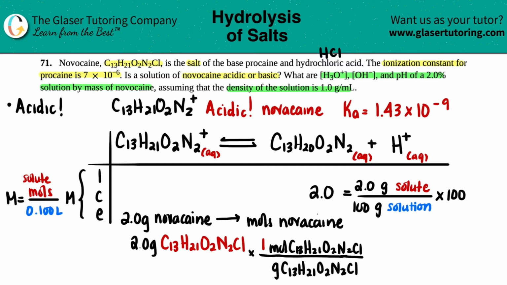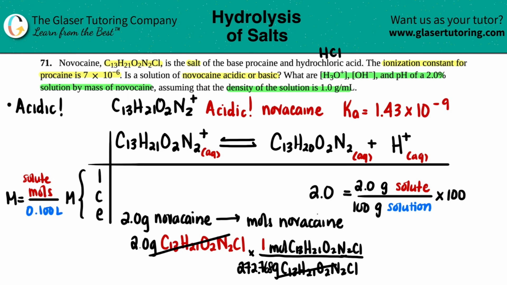So I got 13 carbons, so 12.01 times 13. Then I got 21 hydrogens. Okay, then I got 2 oxygens, so 2 times 16. Then I got 2 nitrogens, so 2 times 14.01. And then I got 1 chlorine, and the chlorine is 35.45. So I get 272.768. Grams cancel out with grams.